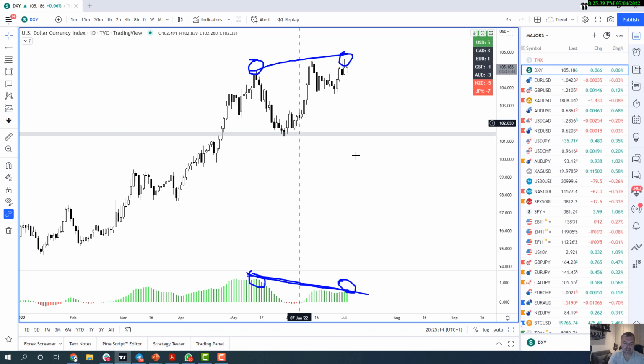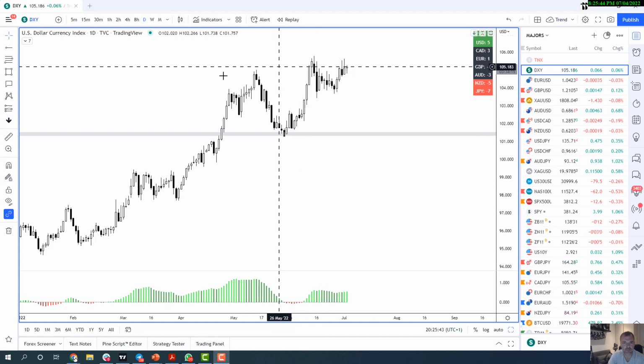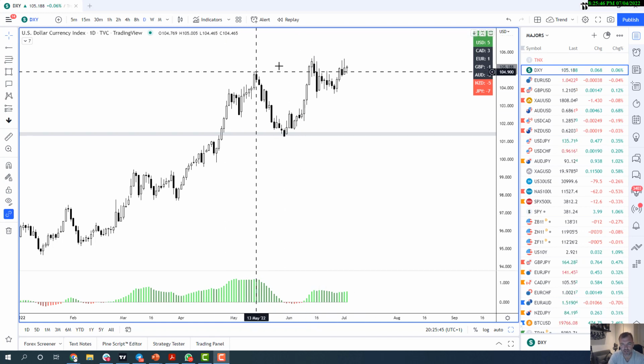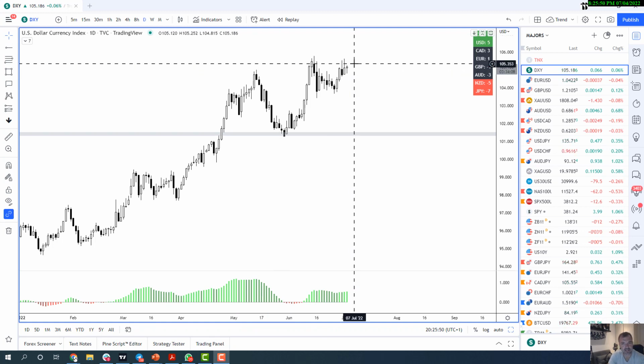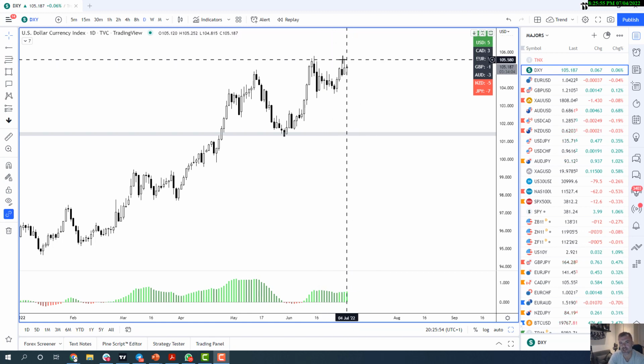So what does this mean? Essentially, it means that price is starting to fade, buying momentum is weakening to some extent, and that a reversal could be on the cards. It doesn't mean that it's guaranteed. Obviously, nothing is guaranteed. So how could we look at potentially trading this?